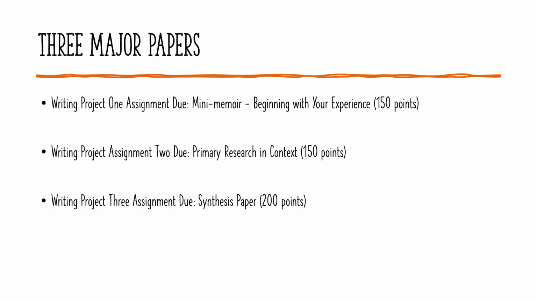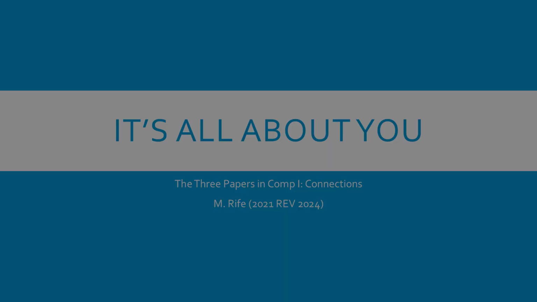So let's review for a second. There's 3 major papers in the class, and all the other assignments are focused on making you successful when you write those 3 papers. So the first paper is the mini memoir, worth 150 points. The second paper is a research paper, worth 150 points. And then the final paper is the synthesis paper, or the capstone paper. I'm calling it the capstone paper now, which is worth 200 points.